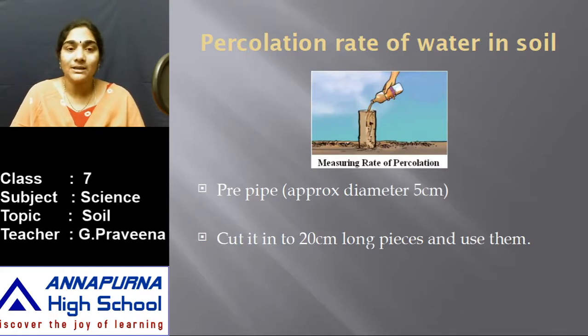Try to collect soil from 3 different regions, and at the place where you have collected the soil, keep one of the cut pieces. Dig it 2 centimeters inside the soil sample that you have taken. Keep that tin in that place 2 centimeters deep inside the soil. Now calculate the amount of water. The amount of water that you take should be equal for all 3 different types of soils.